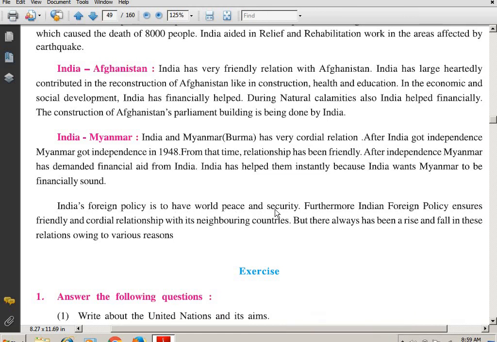Students, you know, in NAM also, India was neither on the side of the USA nor the USSR, neither of the two bloc powers, but India took the stand and we had the non-aligned movement. India was neutral. Why? Because India wanted peace. And once again here, India's foreign policy is to have world peace and security.